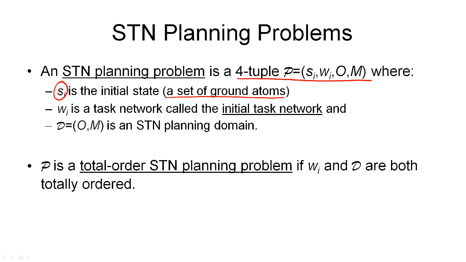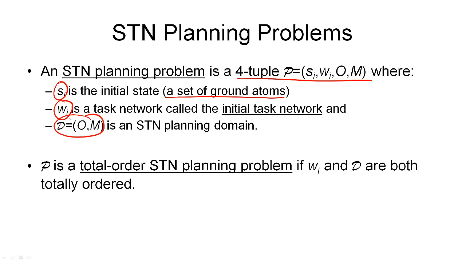What is different here is that we don't have a goal component as part of our planning problem. Instead, we are given an initial task network, and that is what WI is. So the problem then consists of refining this initial task network into a plan. You will see that this initial task network often consists of just a single task, in which case this forms the root of our decomposition tree. The remaining two components, O and M, simply form an STN planning domain that we also give as part of our planning problem.